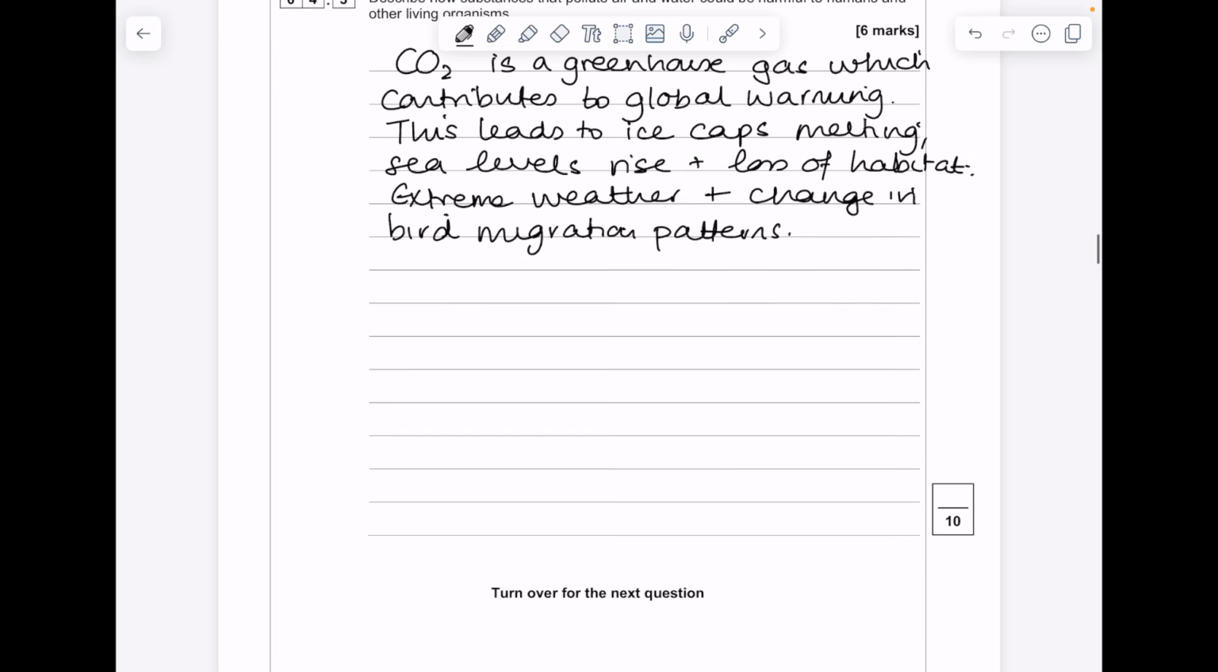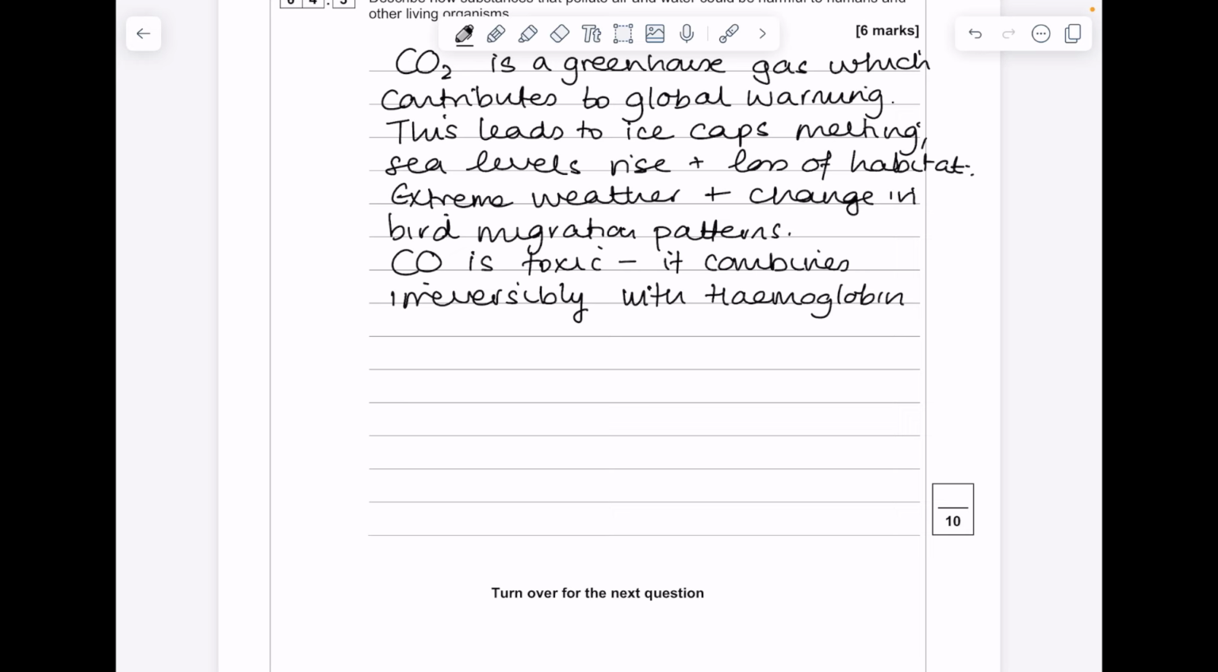Now we're going to write about carbon monoxide. Obviously, feel free to write that out in full. Carbon monoxide is toxic. Why? It combines irreversibly with the hemoglobin in red blood cells. So less oxygen is transported.